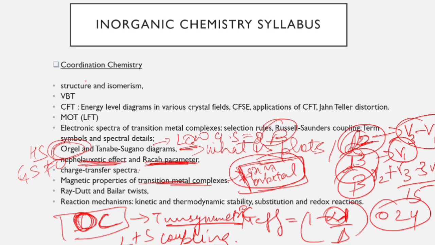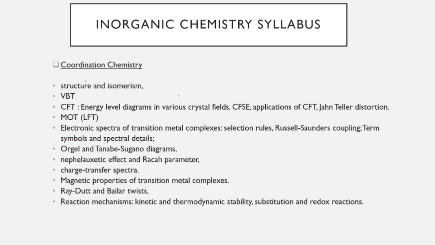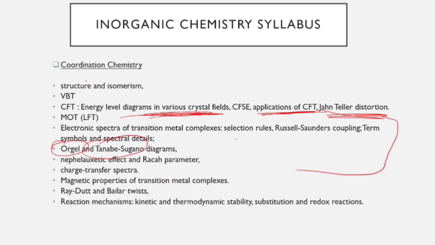If I tell you one major thing, the most important part of the questions is JTD, applications of CFT, and energy level diagram of different geometries. Plus, you can get questions from Orgel and Tanabe-Sugano. What are the possible transitions? Majority of the questions coming nowadays are from the possible transitions, and about the term symbols. So these are very important nowadays. These four are very important if I tell you.